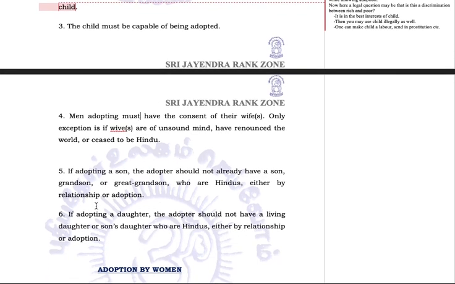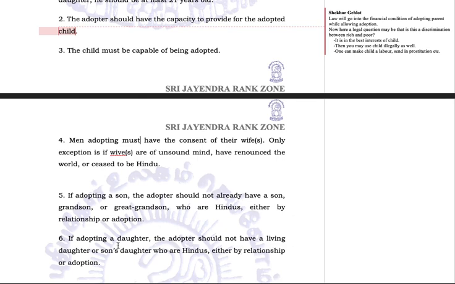If adopting a daughter, the adopter should not have a living daughter or son's daughter who are Hindus, either by relationship or adoption. If you are trying to adopt a daughter, you should not have a living daughter or a daughter of your son who are Hindus, either by relationship or adoption. So these are the cases in which a man can adopt, and these are the conditions the man will have to fulfill. Now let us see what conditions a woman has to fulfill in case she wishes to take someone in adoption.